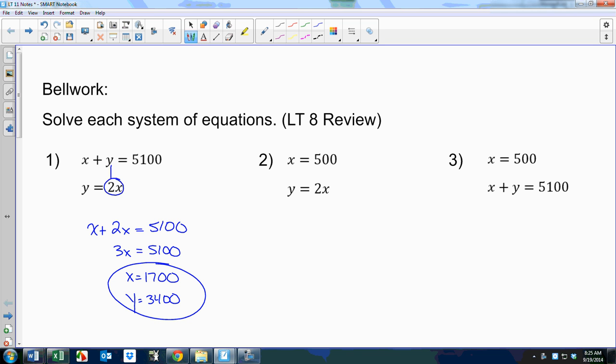We're going to need it in the first problem. Okay, number 2, x is 500. We know that. So to get y, you double it according to the second equation. So plug it in. When you double that 500, you get the ordered pair 500 comma 1,000. And last, again, x is 500. So plug that in to the second equation and ask yourself, what do you add to 500 to make 5,100? 4,600, right?